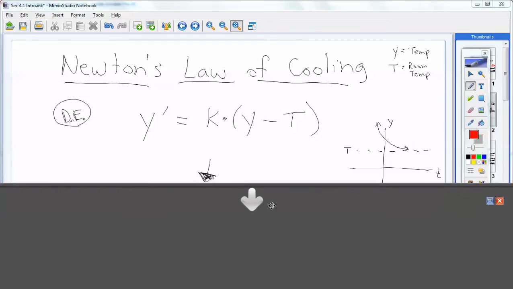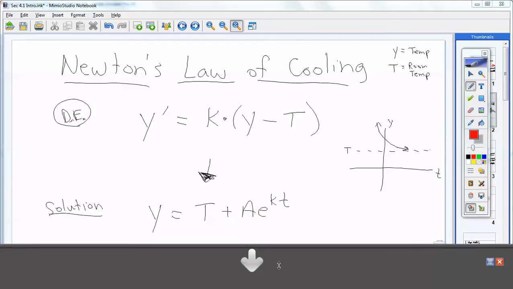Okay, so Newton's law of cooling, which you already kind of wrote down there. You already wrote this down, and I drew that picture, so maybe you don't need to rewrite it. Y is the temperature of the object that's cooling, and T is the room temperature. Okay.